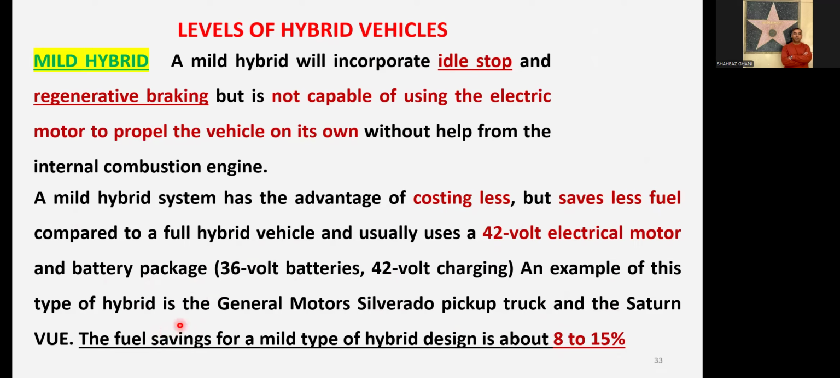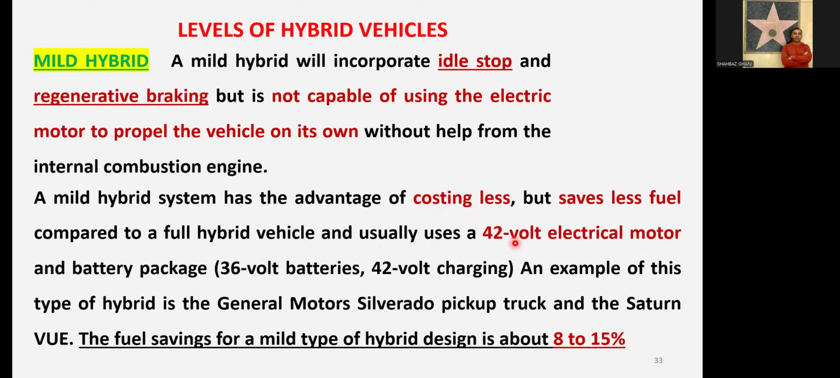The fuel saving for a mild type of hybrid design is about 8 to 15%. So a mild hybrid system has an advantage of costing less because less complex circuits and less equipment are involved. So it costs less, but saves less fuel, because it is the simplest form compared to a full hybrid vehicle, which has a complex nature.